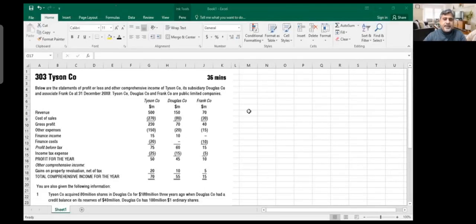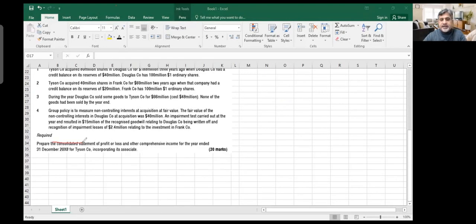This is Tyson Company. The requirement of the question here is to prepare the consolidated statement of profit or loss and other comprehensive income. Sometimes in exams, they ask you only to prepare a consolidated profit and loss, which means the top part. And sometimes they say other comprehensive income as well. So in this question, it requires both of them.